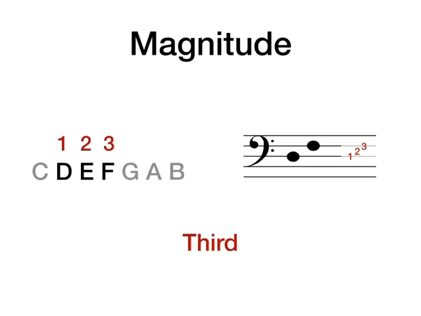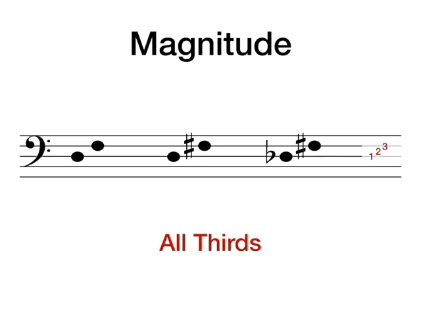Let's do it again. From D to F, we can count D, E, F, 1, 2, 3, or we can count line, space, line. Either way, we get magnitude 3, and the interval is a third. We do not care whether the notes are sharp, flat, or natural. So long as it's from D to F, it's still a third. Now, all these different thirds you see are different notes, so of course they're going to sound different. There are different kinds of thirds, and we need a way to distinguish them. And that's where quality comes in.